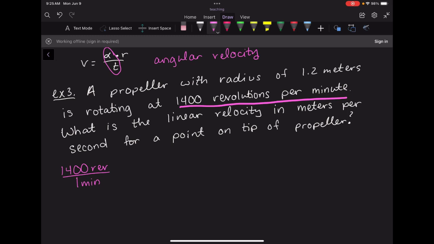Now, just like with angular velocity, I need to get an angle out of this. So I need to convert revolutions to radians. So to do that, I multiply by 2 pi radians over 1 revolution. So at this point, I have my angle, and I am still over time, so that's great.